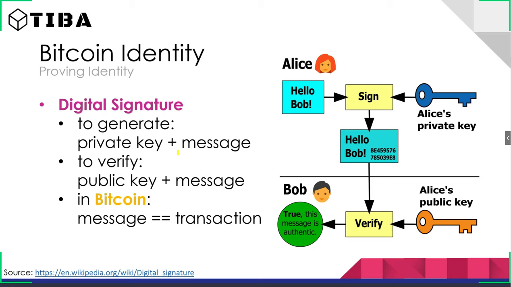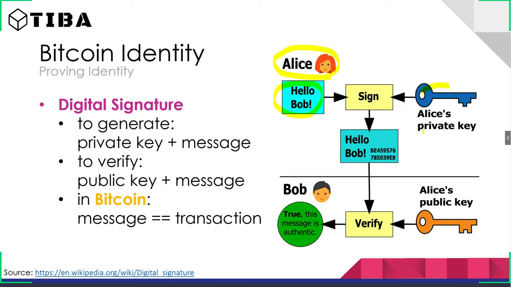And there's also this thing called digital signature. So the question then comes is, how do you know if someone is sending their own Bitcoin instead of somebody else's? And the answer to that is digital signature. So how it works is that we have an example here. Here's Alice, right, who's trying to send a message, hello Bob, to Bob. But she wants to make sure that Bob knows it's from her, not somebody else.